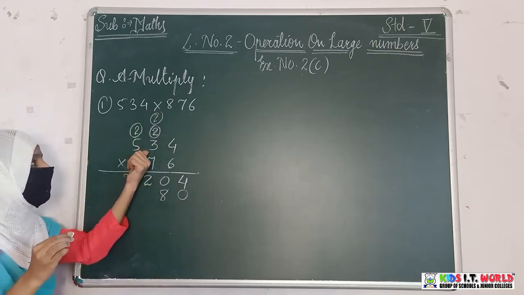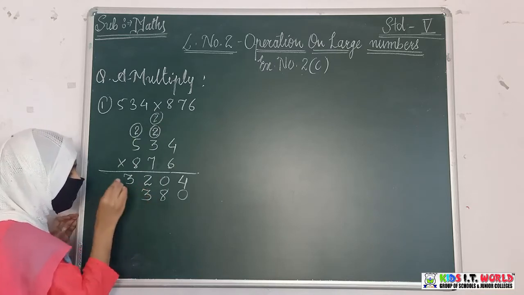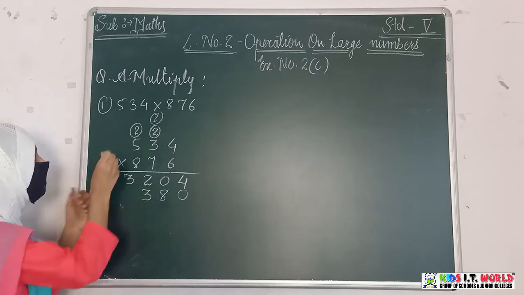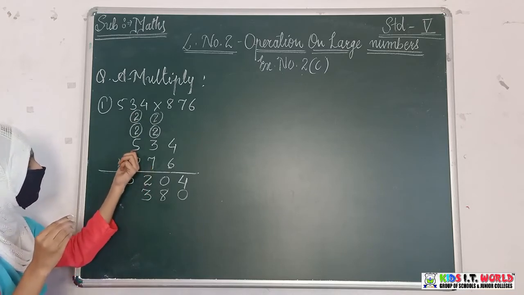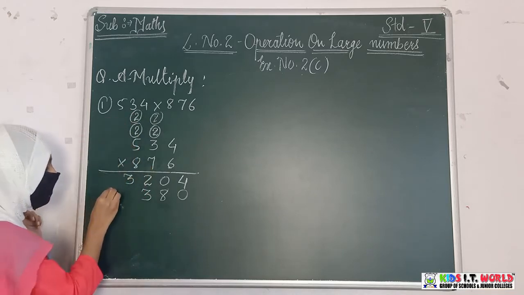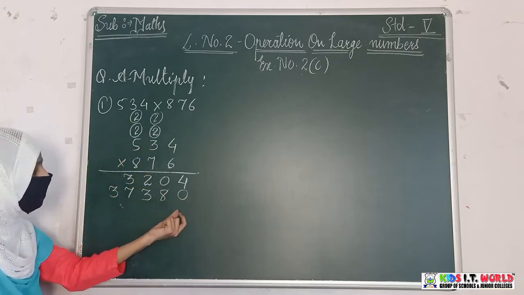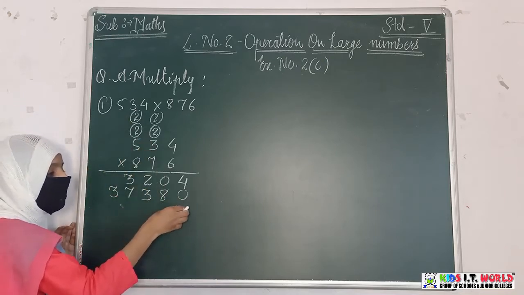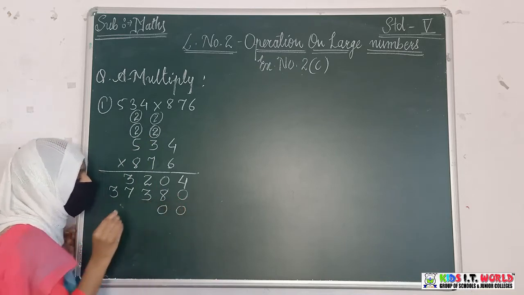Then 7 3s are 21. 21 plus 2, it is 23. So from 23 you will write 3 here, 2 will be carried. Then 7 5s are 35. 35 plus 2, it is 37. Now we are coming to the third step. So zeros will be increased. On this place you will write 2 zeros now.